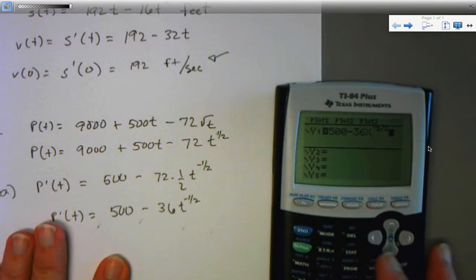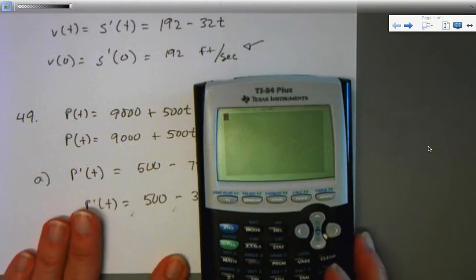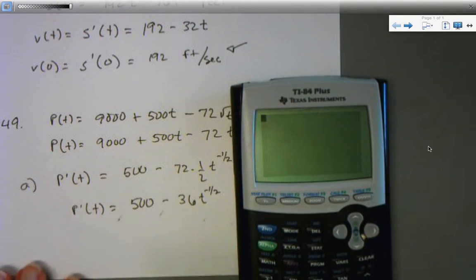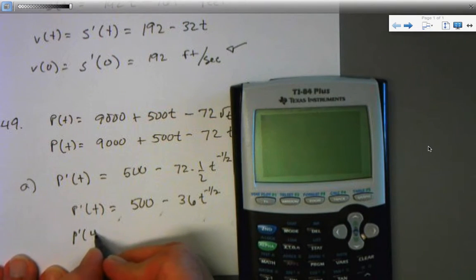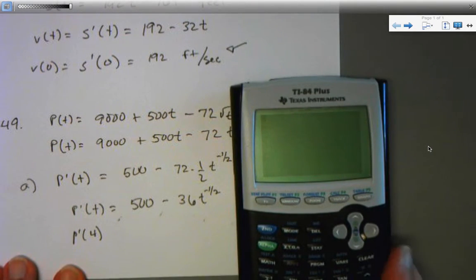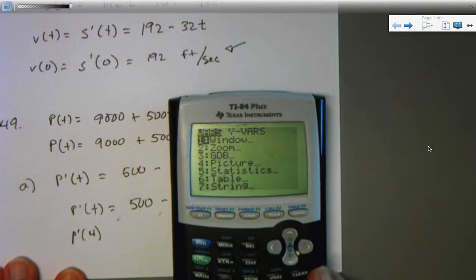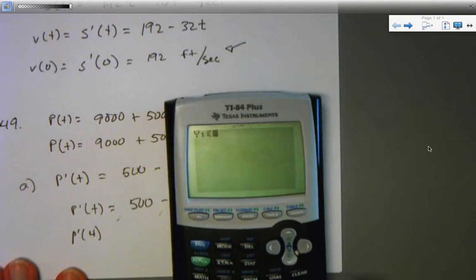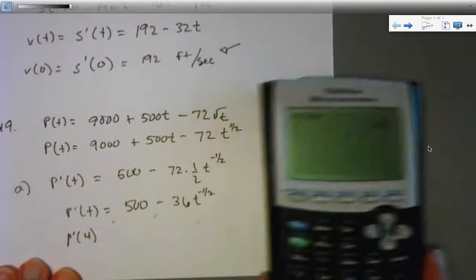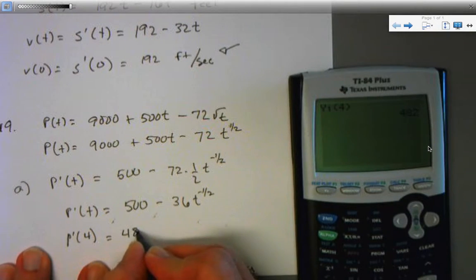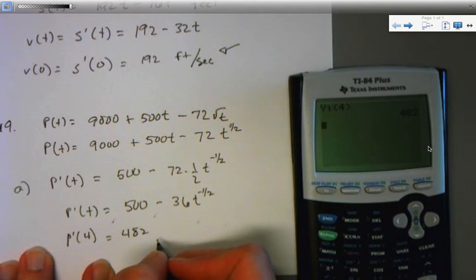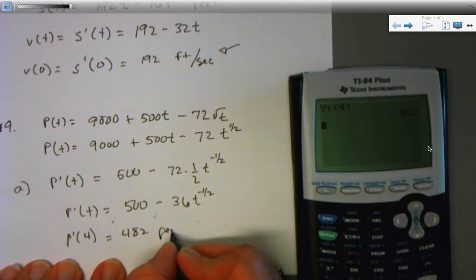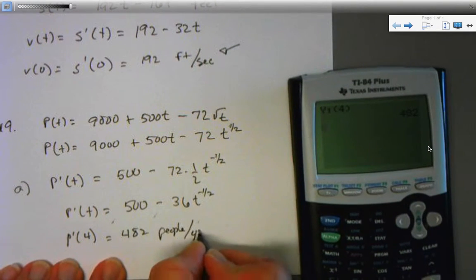All right, so I'm going to quit this screen. I want the value of this derivative at 4. So that means I'm going to go vars, y vars, enter, enter, and I'm going to find the value at 4, and it's 482. So that's 482, and I'm measuring population, people per year.